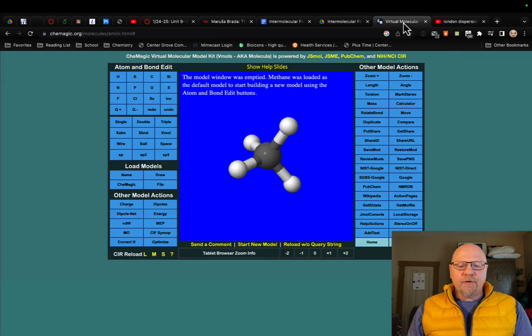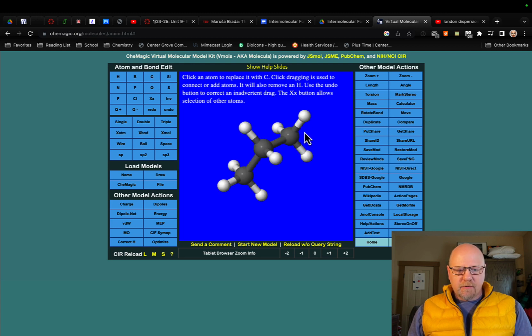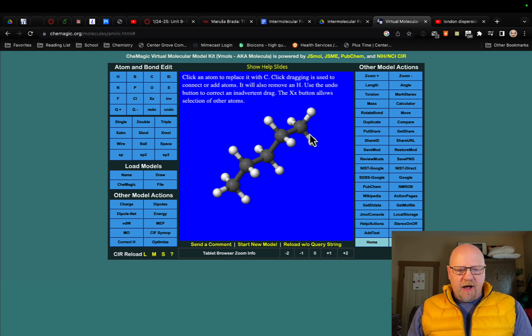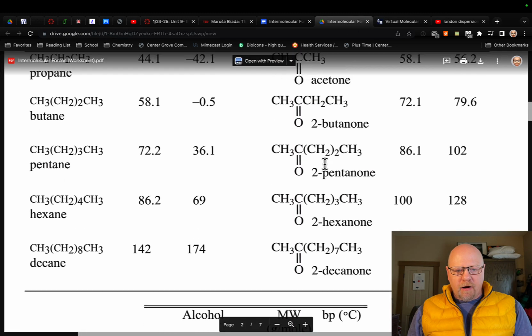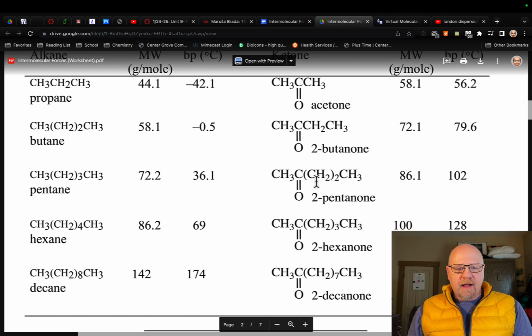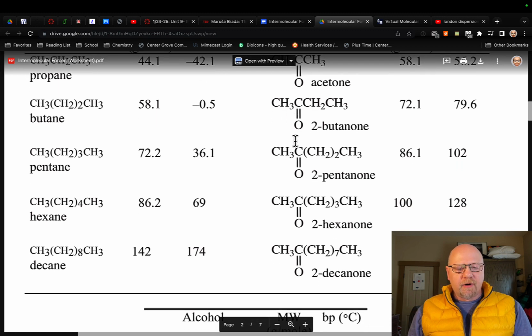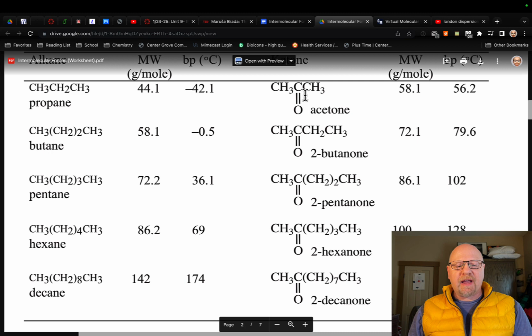In the virtual modeler here, I'm going to add 5 carbons. So I'm going to click carbon. I'm going to add 5 carbons in a row, number 5. And then all of these molecules that are in the ketone section have the oxygen on the 2nd carbon.